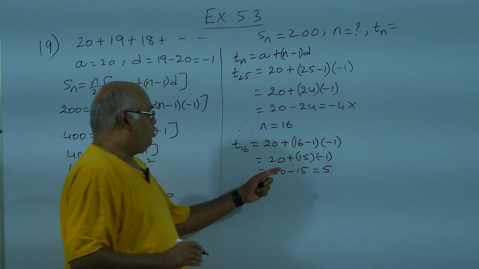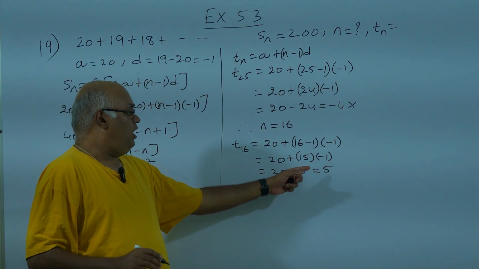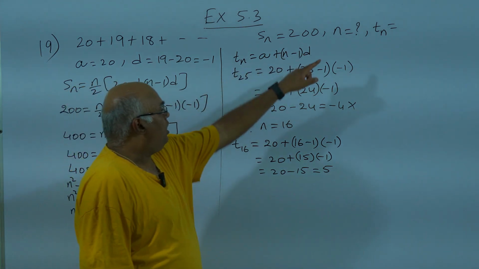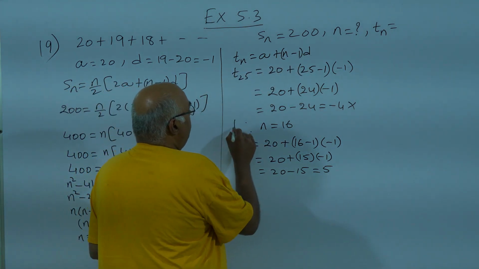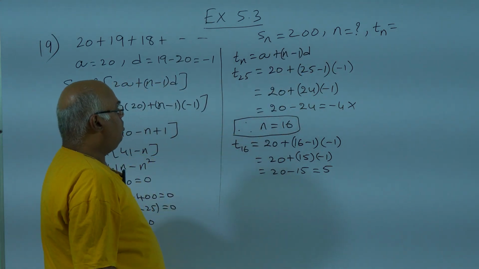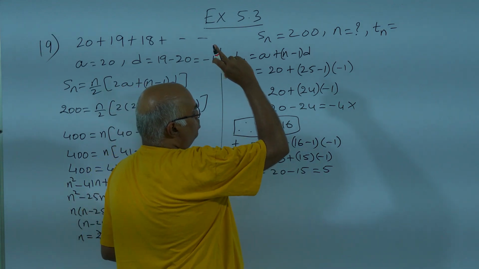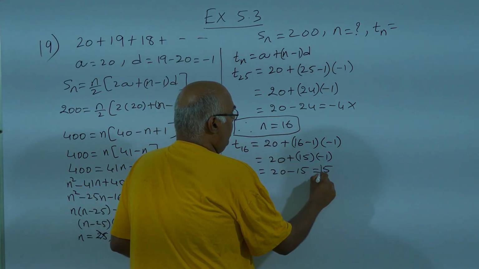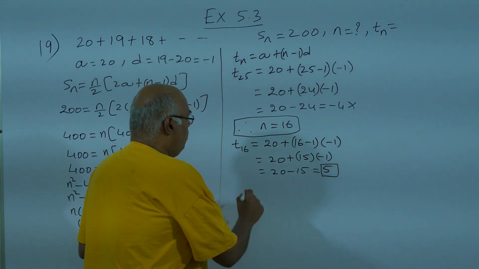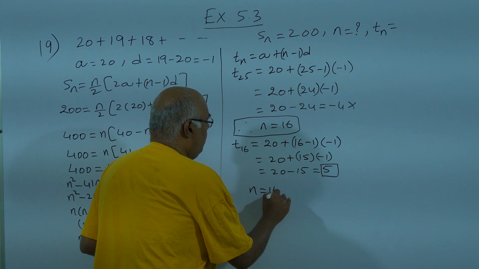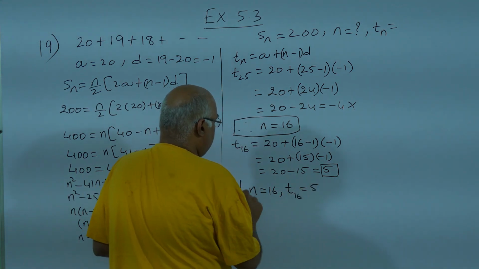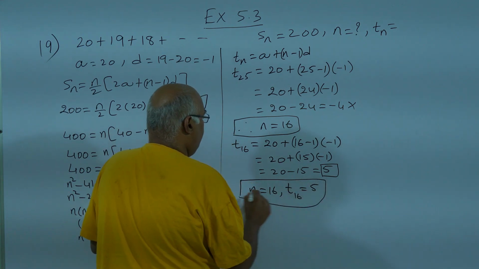So on the topmost row, there are total 5 logs. There are total 16 rows. So all these 200 logs are arranged in total 16 rows, and the last row, the topmost row, consists of 5 logs. So these are our required answers: n is equal to 16 and T16 is equal to 5.